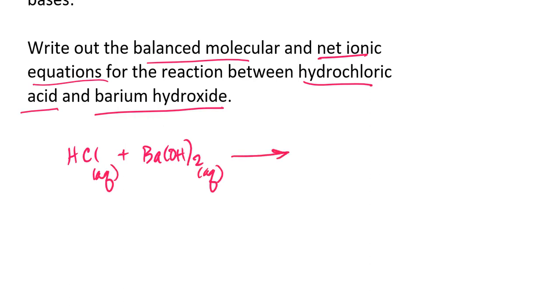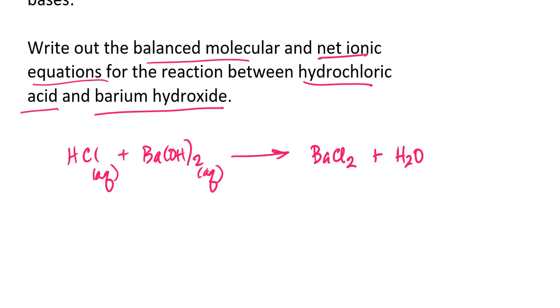Okay, it's up to us now to predict the products. And much like the precipitation reactions that we were discussing in the previous tutorial, the neutralization reactions are also double displacement reactions. And so I would switch the anionic and cationic components of each of these reactants, and that should give me the products. And so I should get barium chloride and the other product should be water.